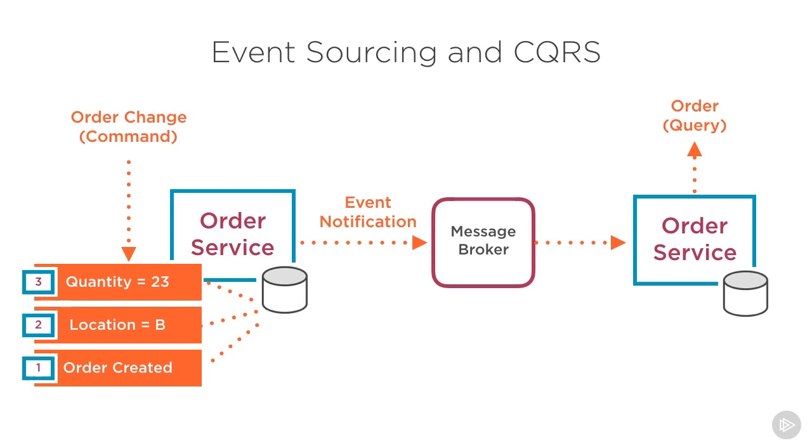And then any other API or application or service that requires order data then calls the read version of the order service, which is on the right hand side, in order to retrieve that data. And this gives us performance because all the reading doesn't hinder our order service, which is responsible for writing the order changes.